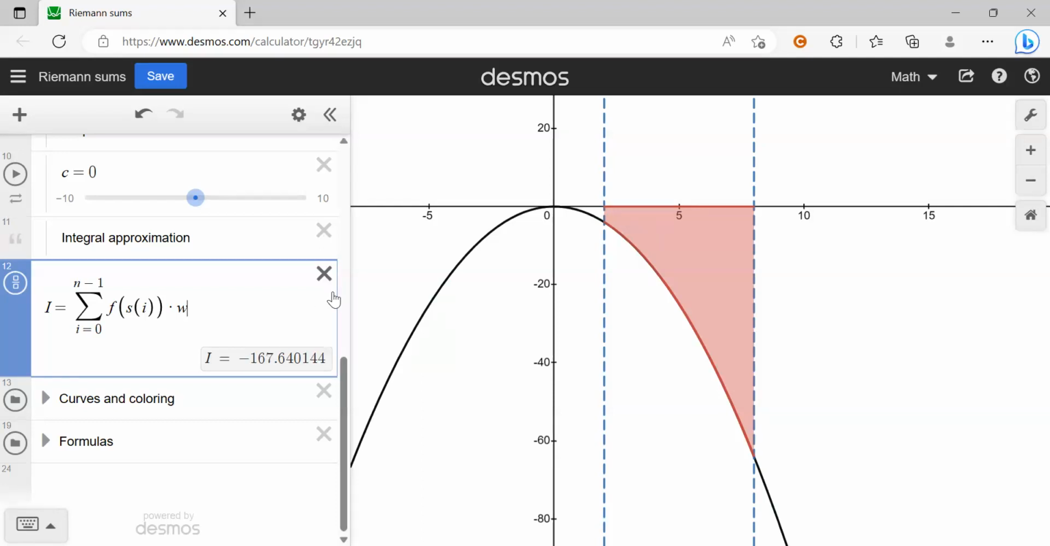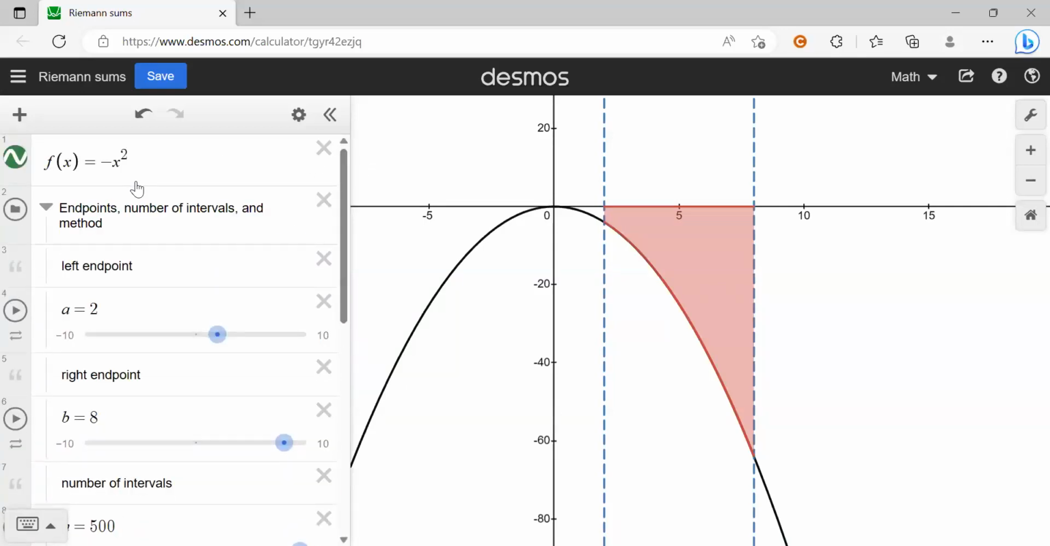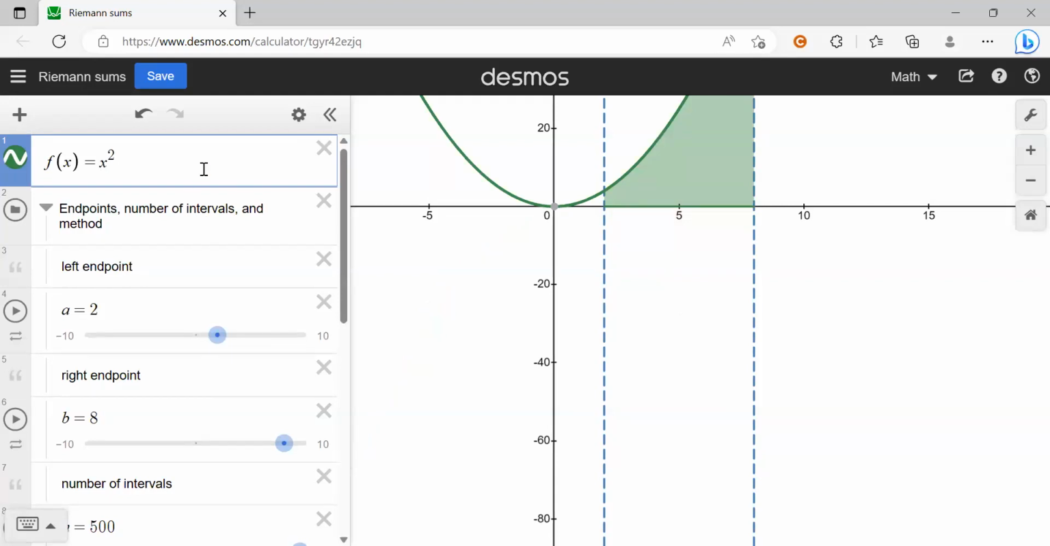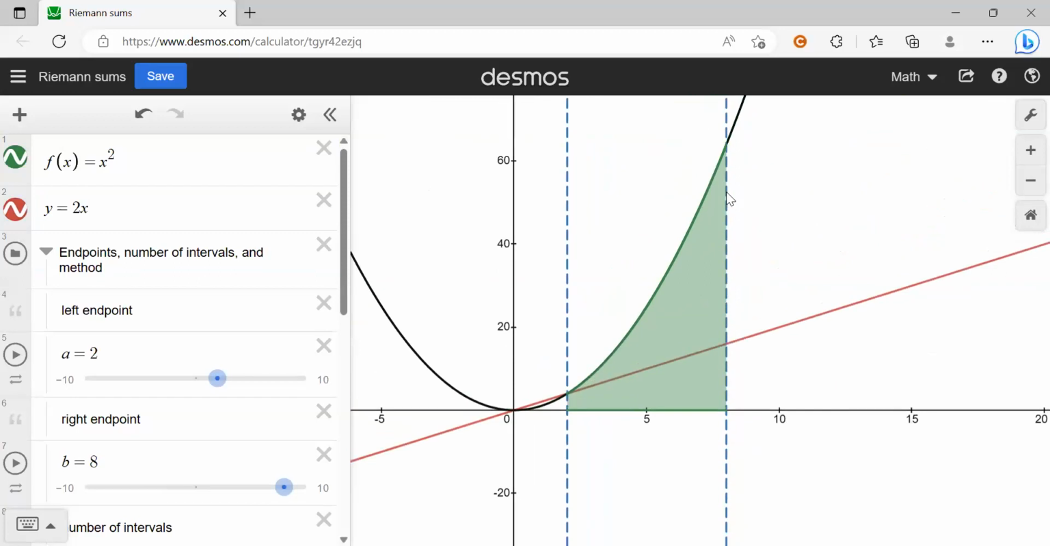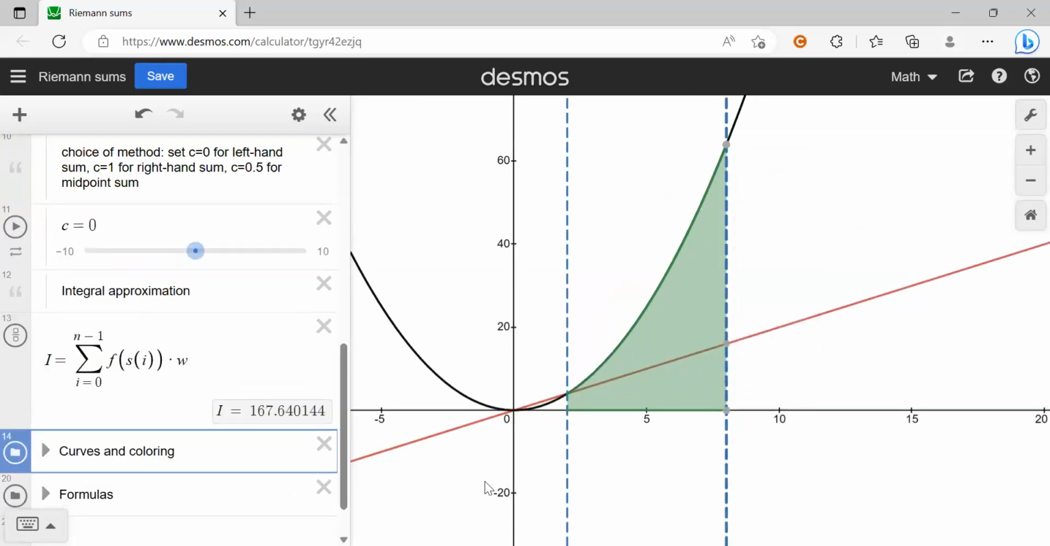Okay, so now let's see. If you have y equals, let's say, x squared, and then let's say you have y equals, maybe 2x. Then let's say that I want to find the area in between. The area in between. Can you see this region over here? How would you find the area? You know the definite integral.